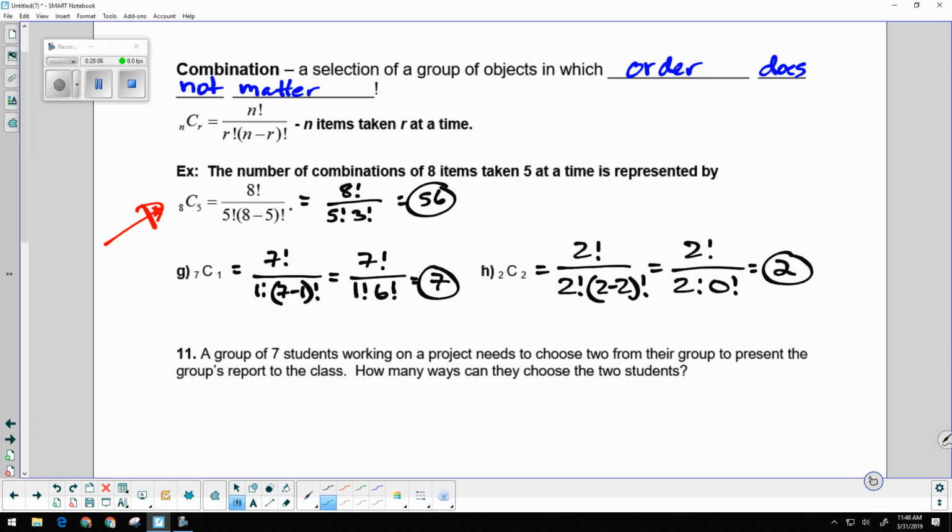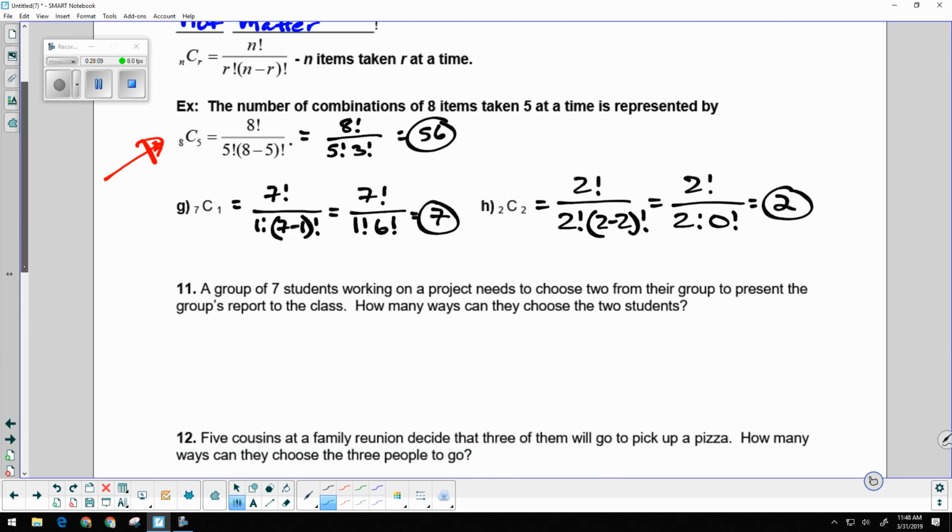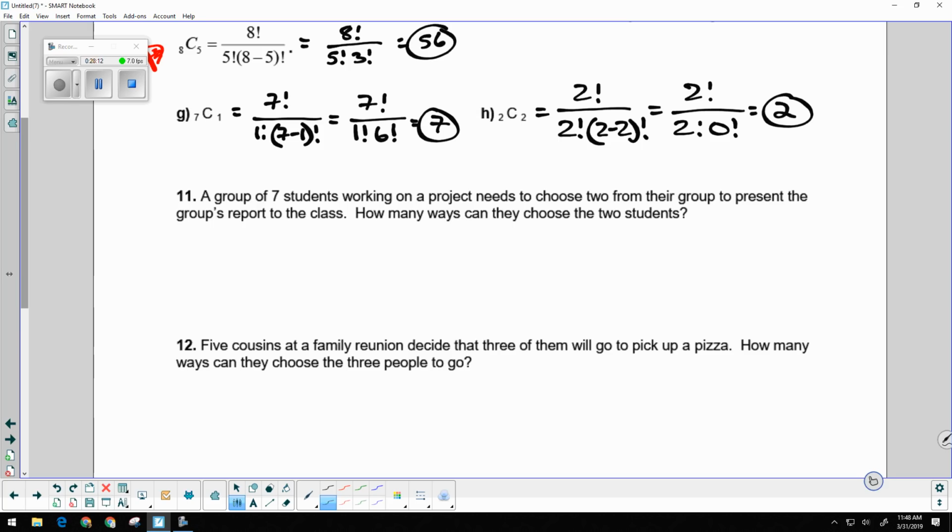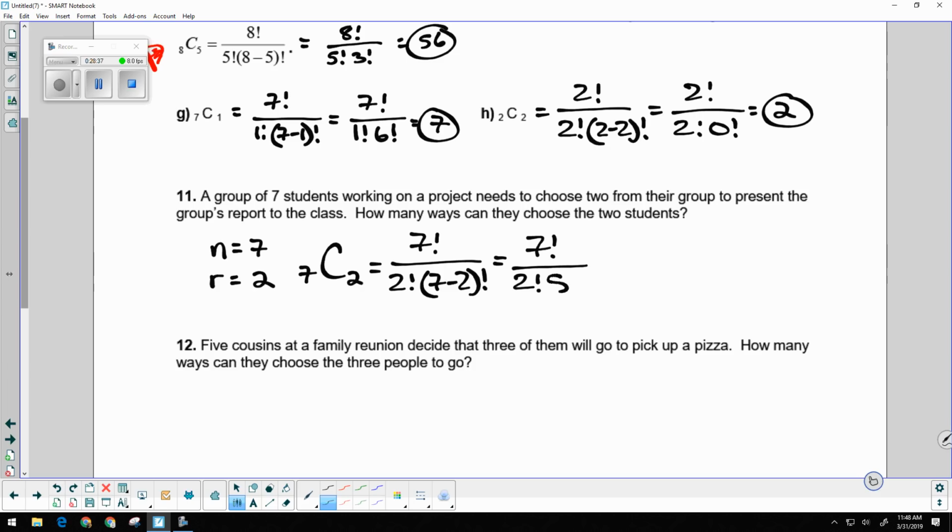All right, so let's use this formula. In number 11, a group of 7 students working on a project needs to choose 2 from their group to present. How many ways can they choose the 2 students? Well, there's 7 students, so that's my n. And we're choosing 2 of them, so r is 2. So it's 7 factorial over 2 factorial times 7 minus 2 factorial, or in other words, 7 factorial over 2 factorial times 5 factorial. That's 21. So 21 different ways 2 students can present to the class.